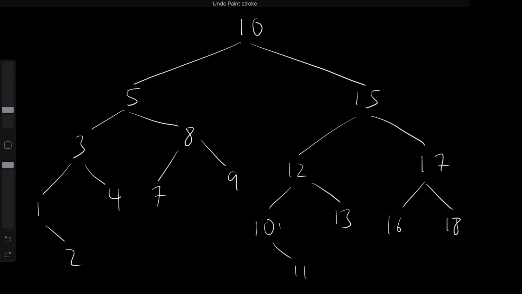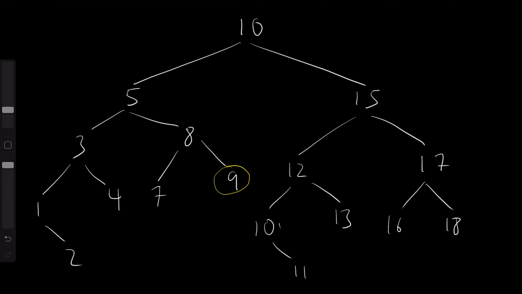Let me do one more example. For example, if you have 9, you don't have a right child, so it's definitely not there. You look at your parent, you went to the left side. Okay, but that doesn't work. You go to the left side again. Well, I don't want to go to the left side. Once you finally go on the right side, then that is your successor.